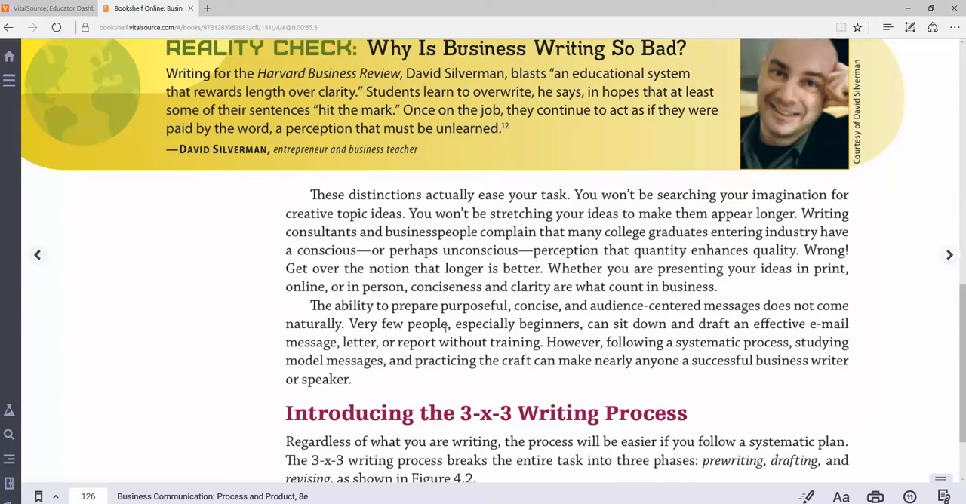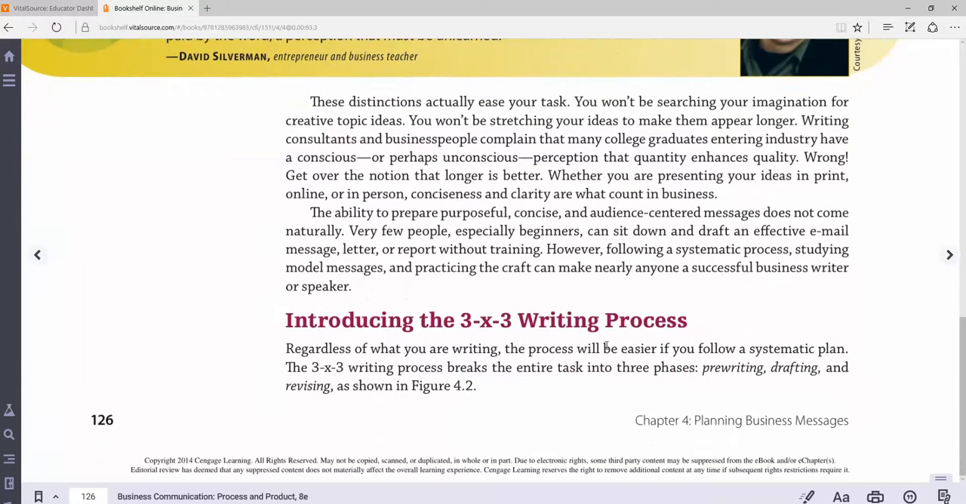So the ability to prepare purposeful, concise, audience-centered messages does not come naturally, and it doesn't. We're kind of a talkative crew. So it has to be a systematic process, and here's the process. Introducing the 3 by 3 writing process. There are 3 phases: pre-writing, drafting, and revising. You will see this all through the quarter up until the last day you're in class, okay? You will be hearing pre-writing, drafting, and revising.